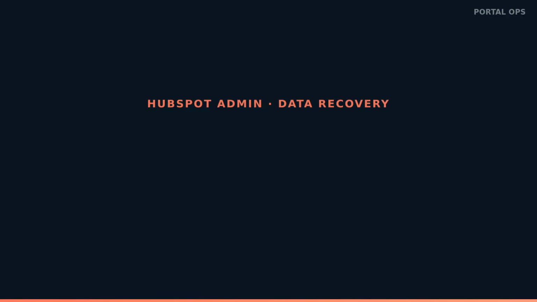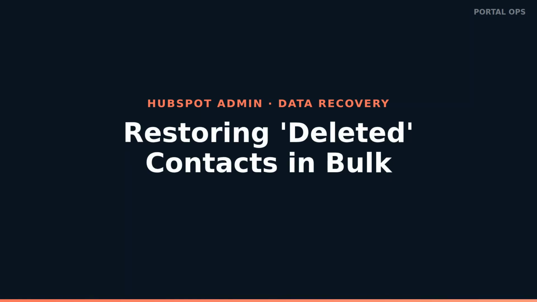It's Monday morning and a rep messages you. An entire segment of contacts is gone. Somebody cleaned up a list on Friday and deleted the records underneath it. Before anyone starts rebuilding from spreadsheet exports, here's the thing most teams don't know.